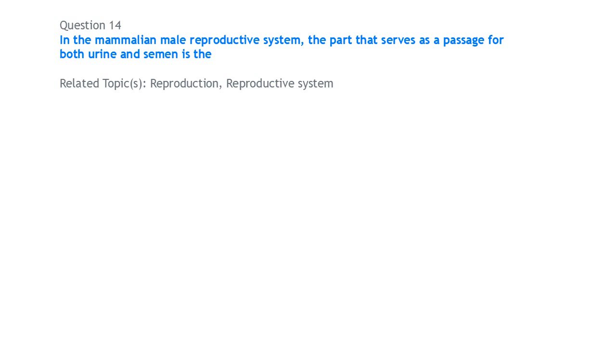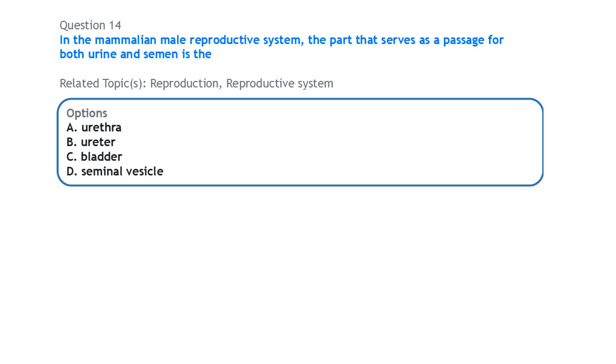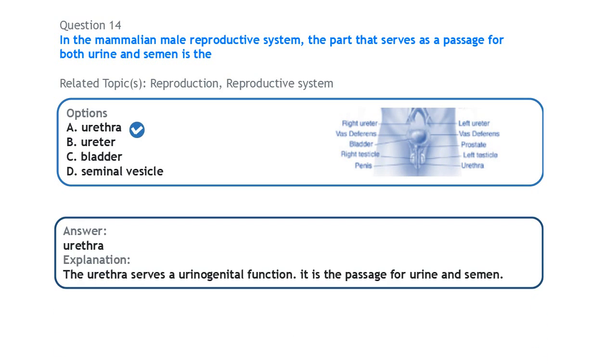Next question, on reproduction. In the mammalian reproductive system, the part that serves as a passage for both urine and semen is the urethra. The urethra serves a urinogenital function. That is, it serves as a passage of urine during excretion, and of semen during the process of reproduction, like during copulation.